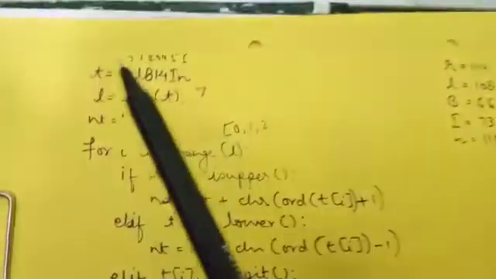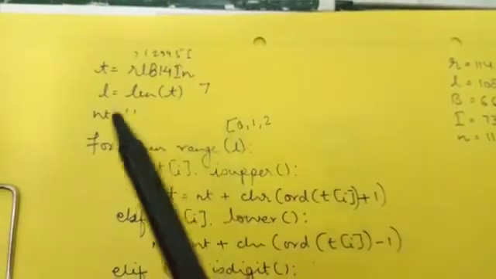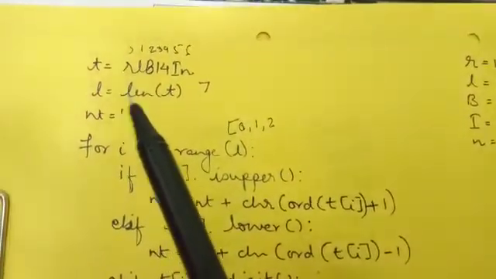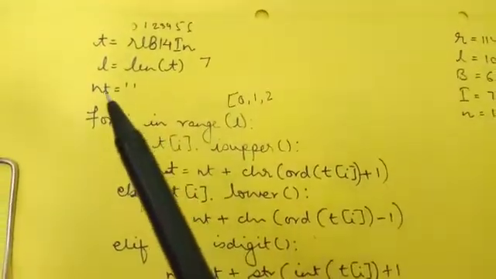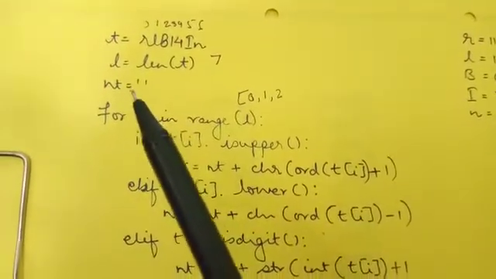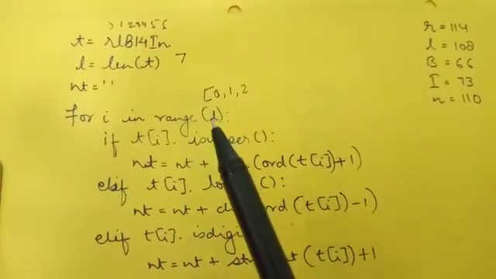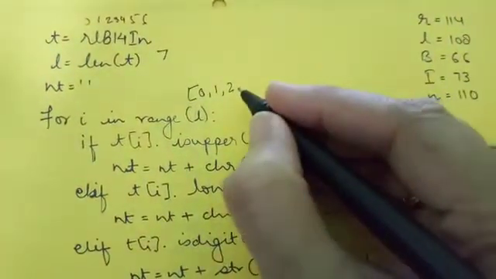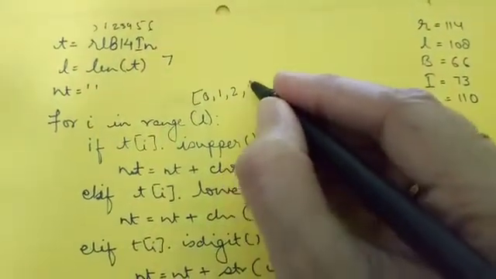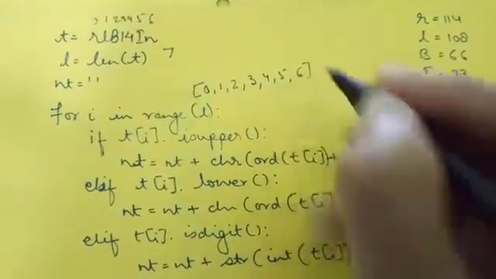Okay, now the string will store like 0, 1, 2, 3, 4, 5, 6. Then the length of this string will be 7, as there are 7 characters. Then nt is an empty string. Again, when we come here, the range will develop a list, as the L is 7, so it will develop a list like 0, 1, 2, 3, 4, 5, 6.